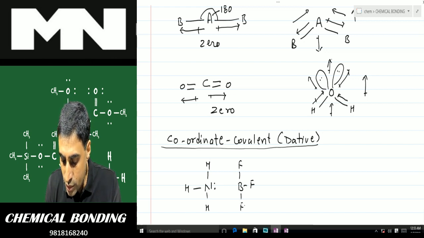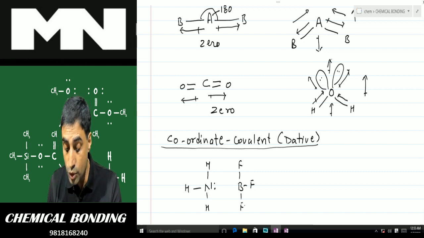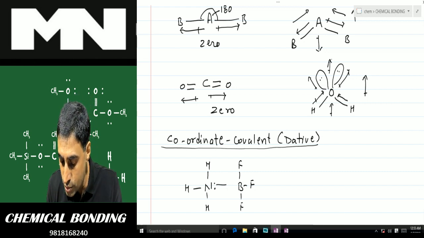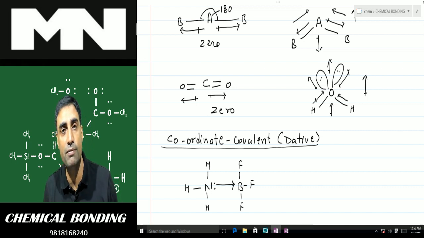In the ammonia molecule, the octet of nitrogen is complete, whereas in BF3, the octet of boron is not complete. So nitrogen will donate its lone pair of electrons to boron. The complete lone pair of electrons will be donated, so that the octet of boron will get complete. So boron will also become stable. So this is a different type of bonding.